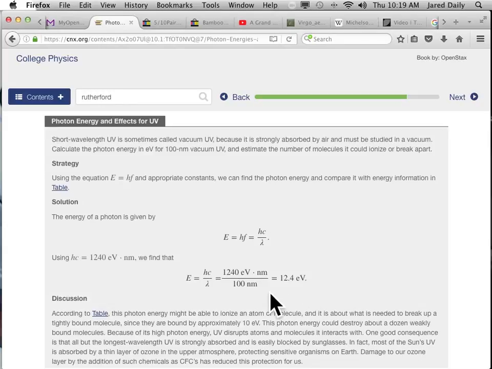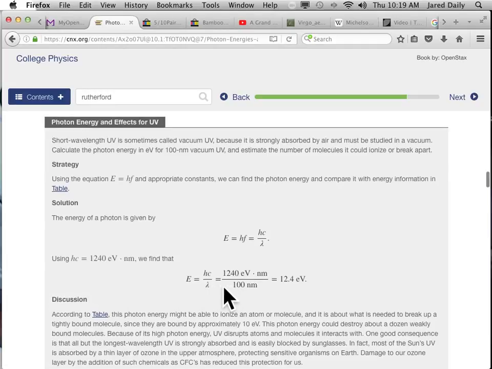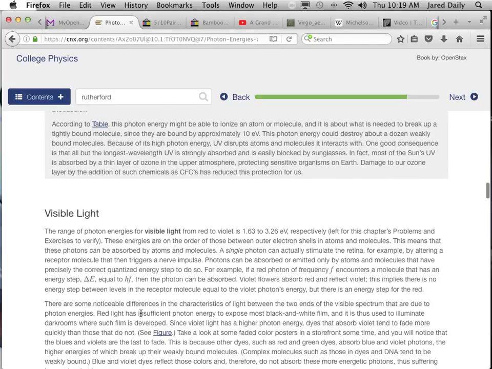Now h times c turns out to be 1,240 electron volts nanometers, and that's why they put that number in there. And that's a number that is well known to particle physicists. Max Planck's constant times the speed of light is always 1240 electron volts nanometers. So just something that you should know. And you'll want to use that because it's much easier than plugging in two numbers. It'll work either way.